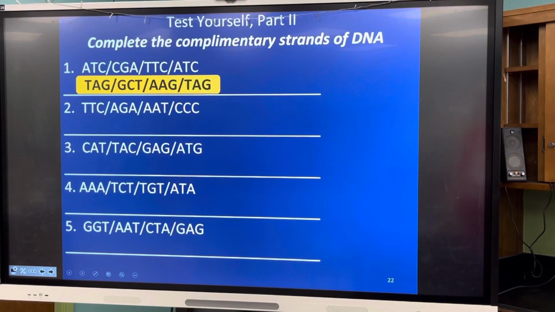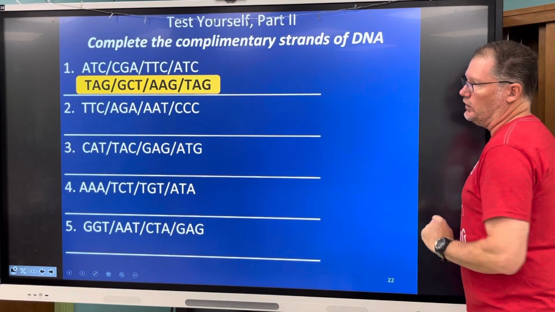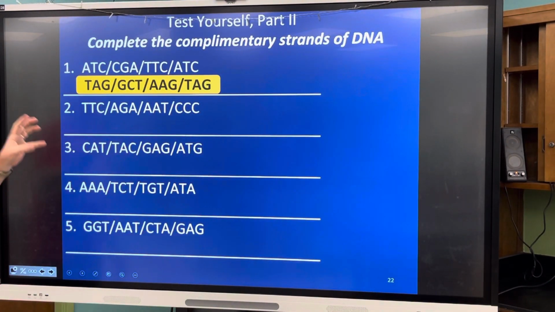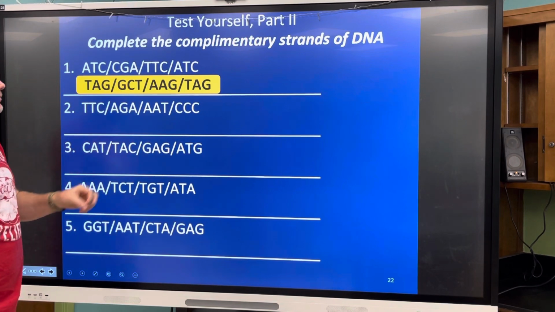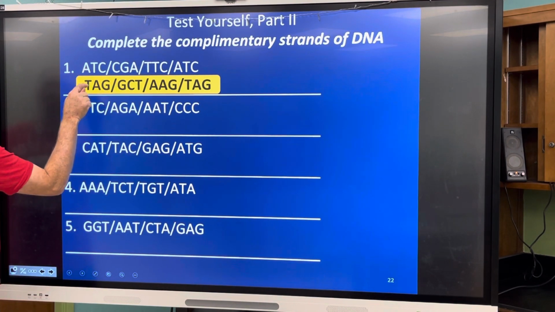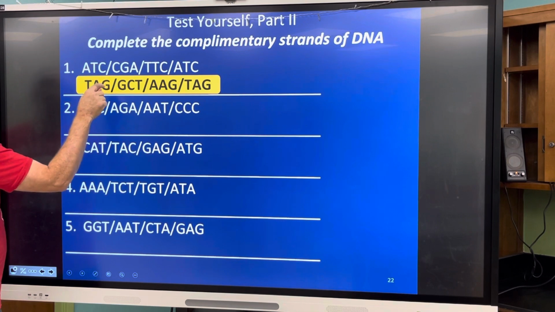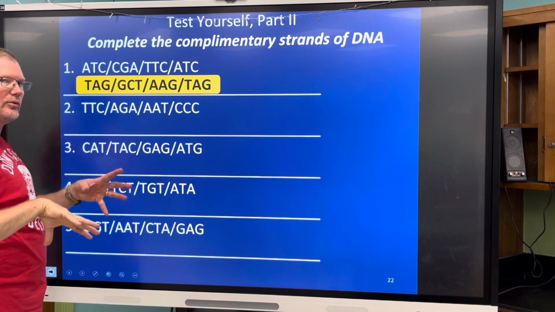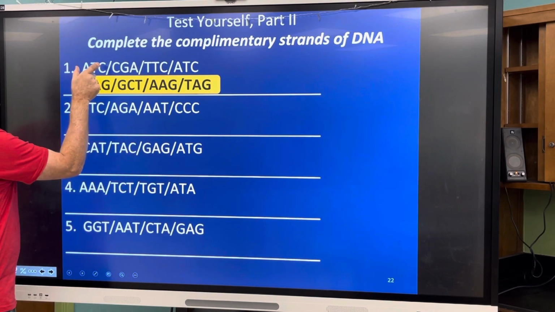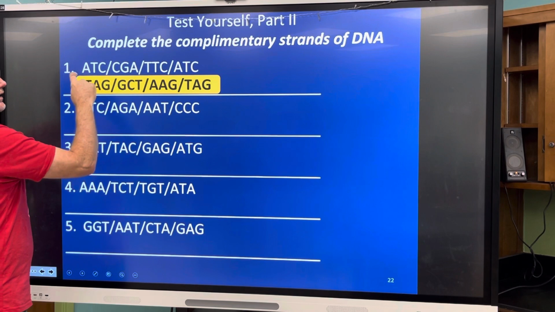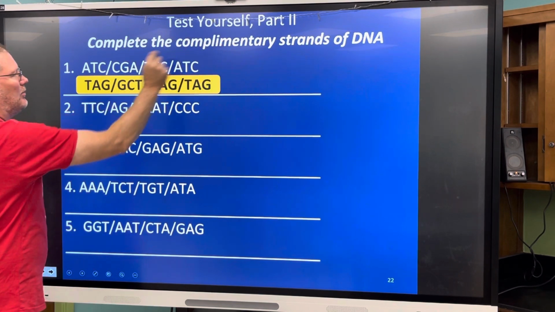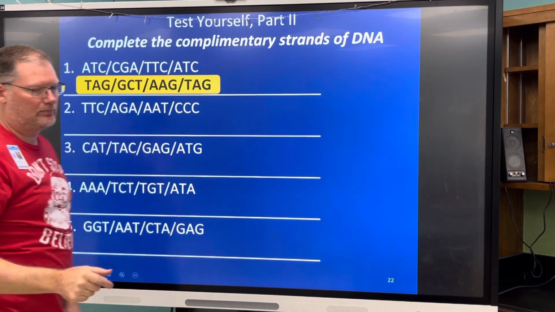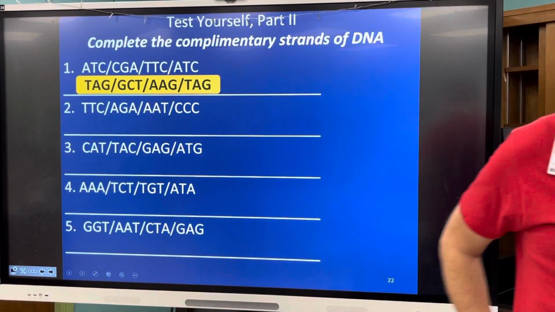Okay. So this part of the test yourself on slide 22, again, this is all in your notes, but you're going to go back and look at the complementary base pairs. So A, we know it goes with T, T and A, C and G. And so these little portions are called codons. We're going to talk more about those in the second part of the notes, but all you're doing is imagining that you're making a copy of the DNA. So you're making a complementary strand of DNA. So you're matching them up with their base pairs.